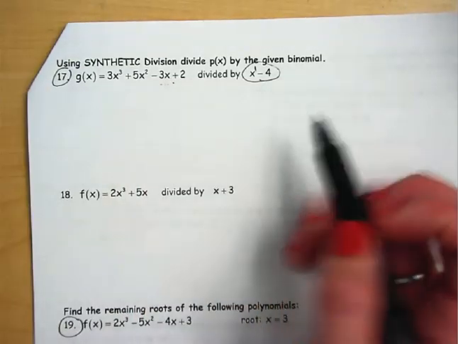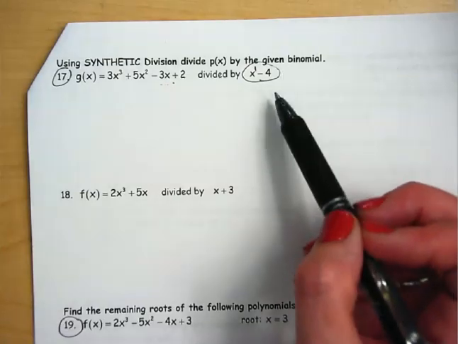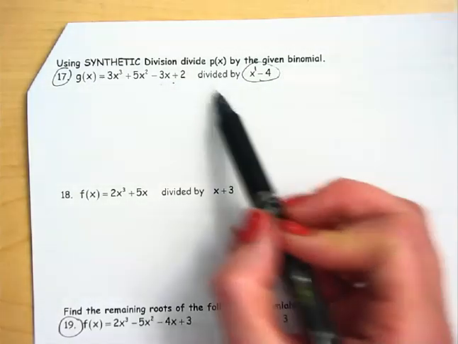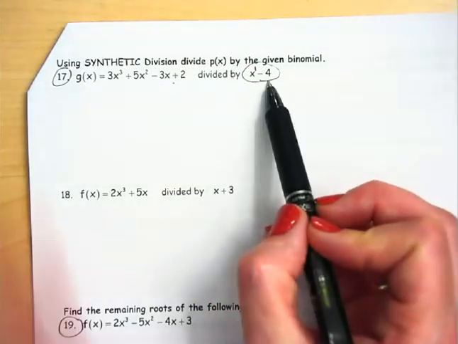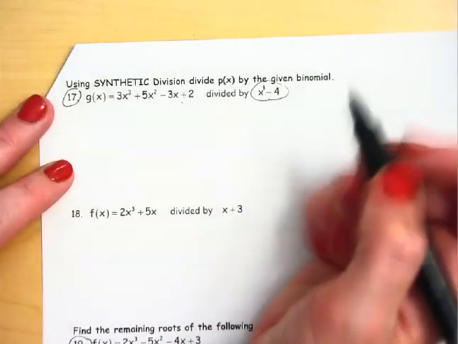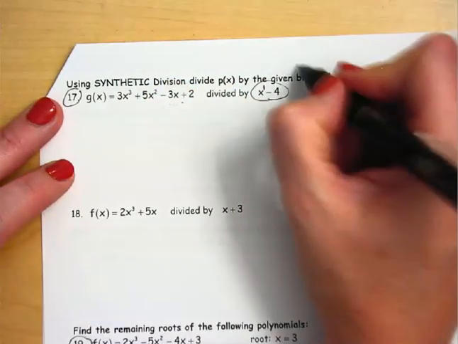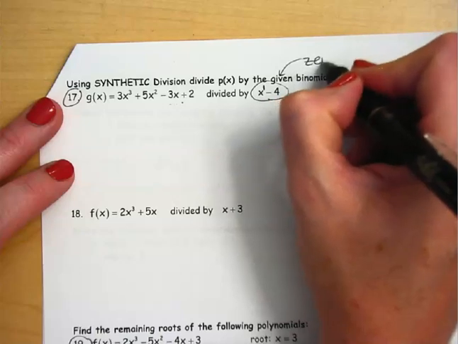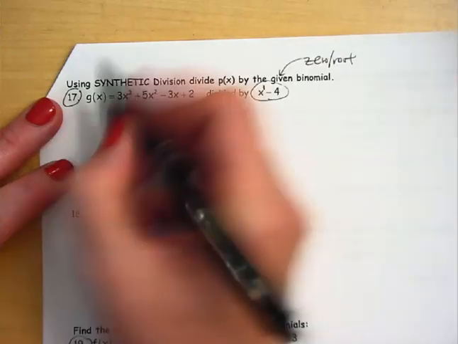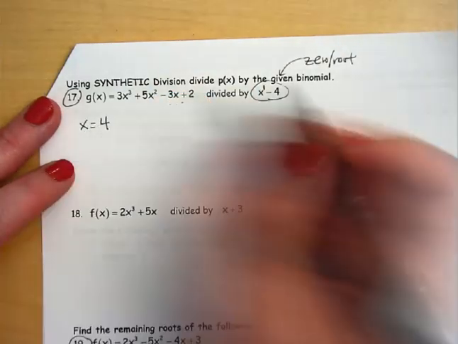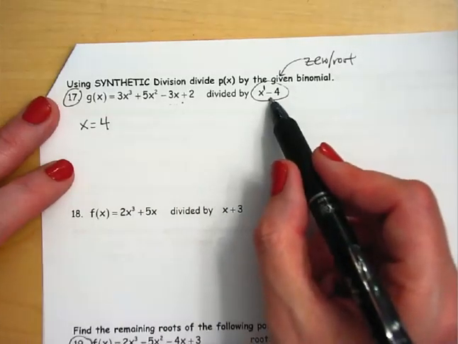Or actually, sorry, I misspoke. In this situation, it's not a known factor. I'm just being told to divide by x minus 4. So we're going to start by setting up, we want to divide by the 0 or root of that factor. So I'm going to start with x equals positive 4. I'm going to change the sign.